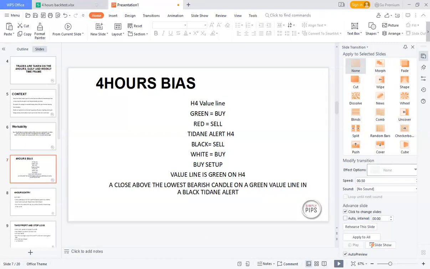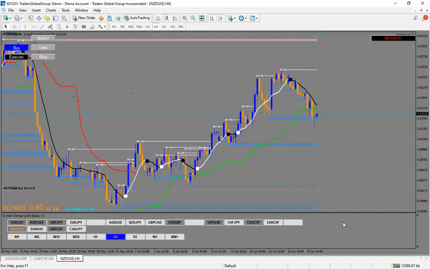So I'll go to the charts. So we can see. So can you see my screen? Yes. Okay. So this is NZD USD. Now we are working. You can currently see that for a buy setup, like I said, this is the value line. Green means we are buying, right? And these are the black TDIN alerts. These are what I call the TDIN alert.